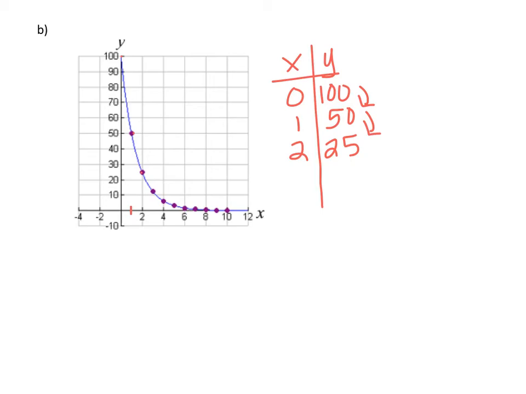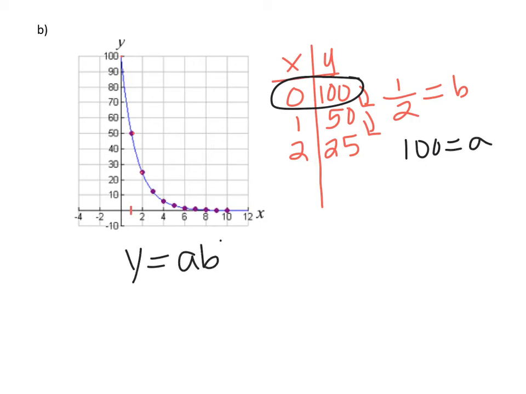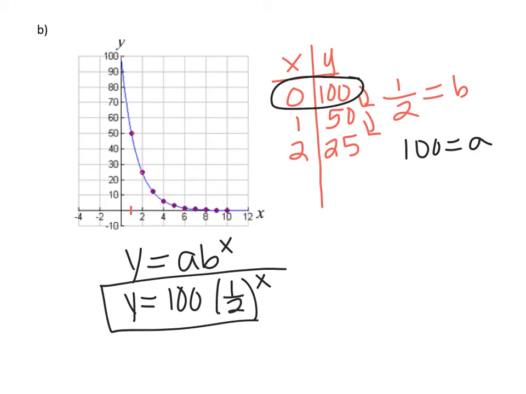I'm dividing by 2, but again, we can't divide by 2, but we can multiply it by 1/2. And that's our B value. In this instance, we are given an initial value, so I know my A value is 100. Y equals AB to the x. Y equals 100 times 1/2 to the x. Go ahead and do A.